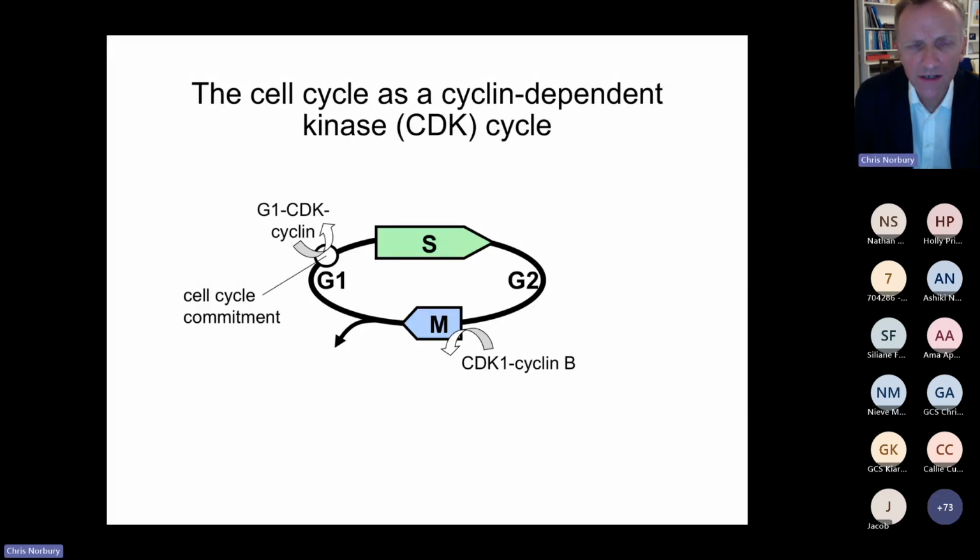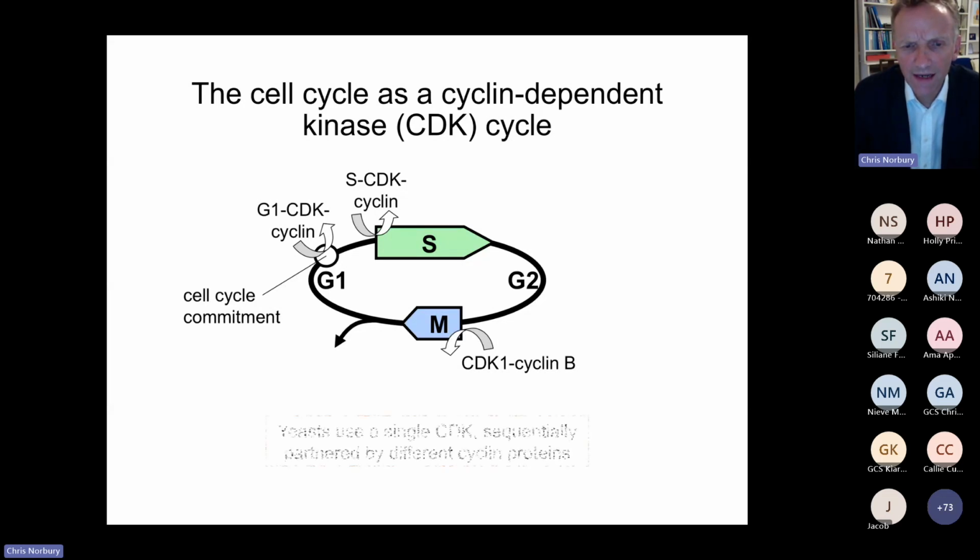And then there are two other CDK-dependent events. The first is when cells decide in the G1 phase that they're going to complete another cell cycle. So that's called cell cycle commitment. And then there's a third CDK-dependent event, which is the initiation of DNA replication itself when cells start S phase. So each of these is dependent on these protein kinase enzymes that are dependent on the cyclin proteins. And in the yeasts, it's relatively simple in that there's a single CDK enzyme that is sequentially picking up different cyclin proteins as the cell goes through the cell cycle.